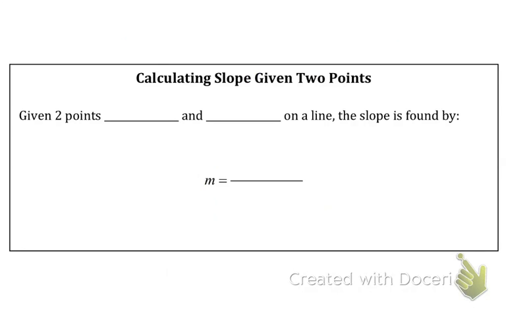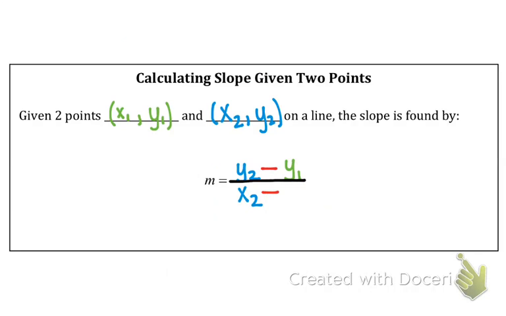So if we are given 2 points on a line, we can actually use a formula to calculate the slope. So given 2 points, x sub 1 and y sub 1, and x subscript 2 and y subscript 2 on a line, the slope is found by using the formula m is equal to y2 minus y subscript 1 divided by x subscript 2 minus x subscript 1.